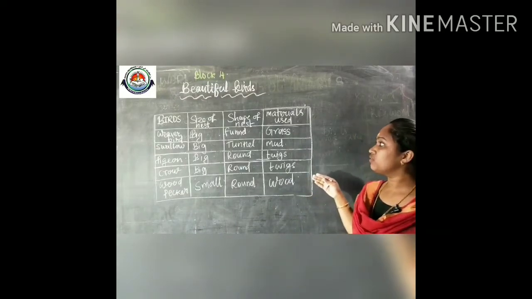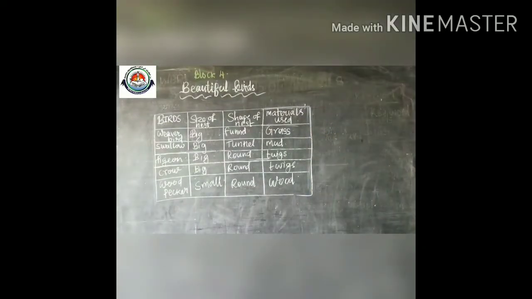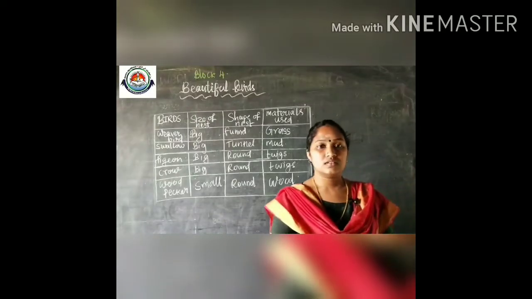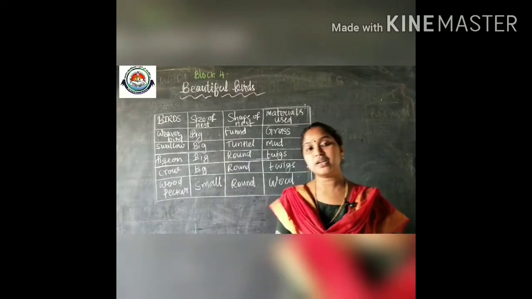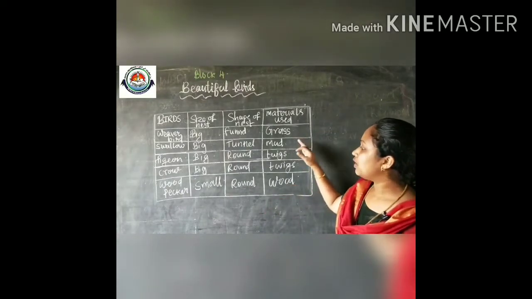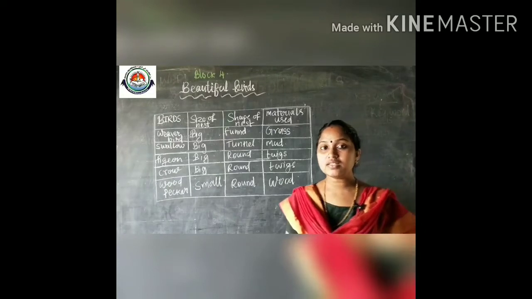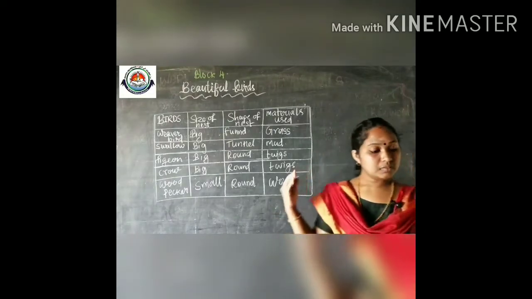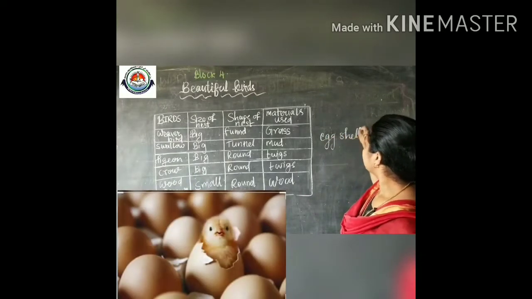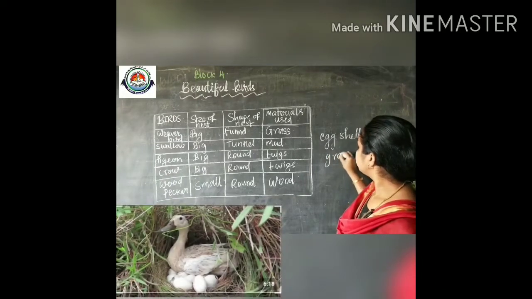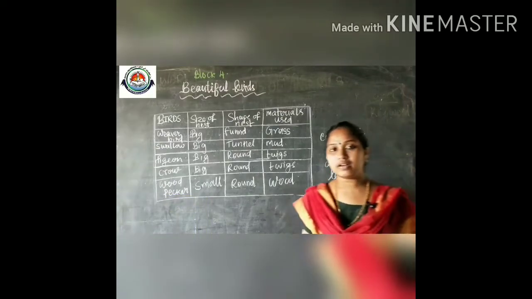Now just look at the table, all of you. What are the materials the birds used to build their nest, children? Grass, mud, twigs and wood. So, all the birds are using different materials to build their nest. And the birds are also using eggshells, grass, leaves, etc. to build their nests.